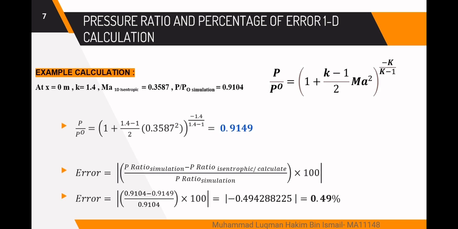We substitute all the information given into the equation, and then we get the answer, which is 0.9149.